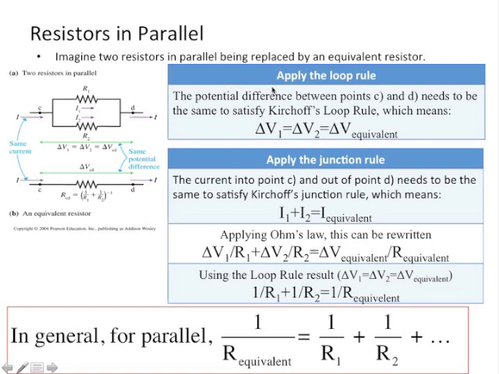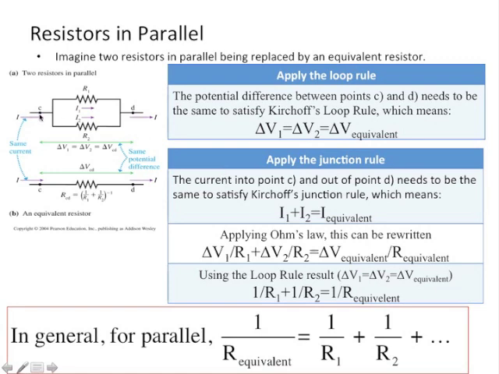So we can apply the loop rule. The potential difference between points C and D needs to be the same. In this case, the potential across R1 is going to be the same as the potential across R2, which is the same as the potential across the equivalent resistor. So we can say delta V1 is equal to delta V2 is equal to delta V equivalent. That's a fact from applying the loop rule.